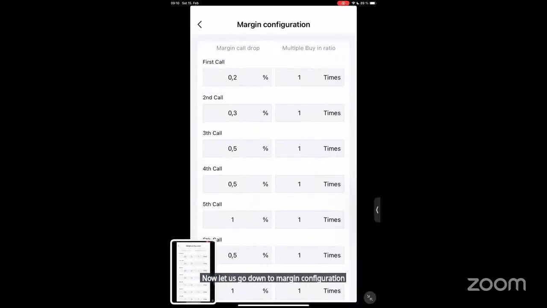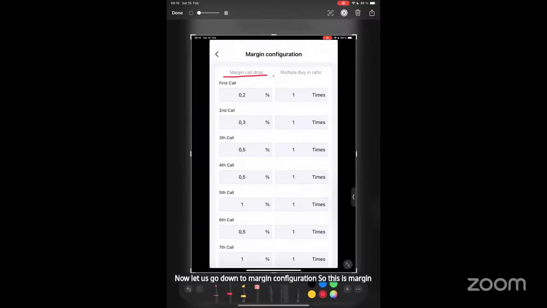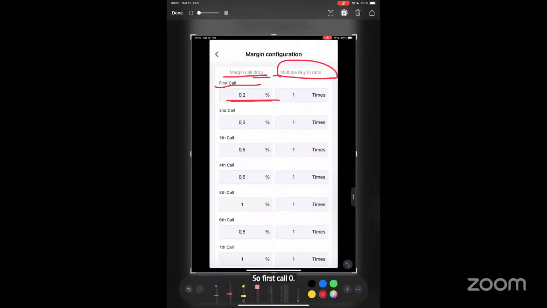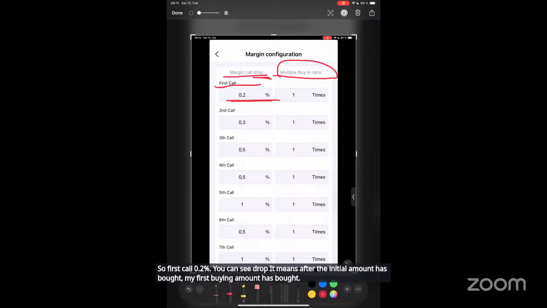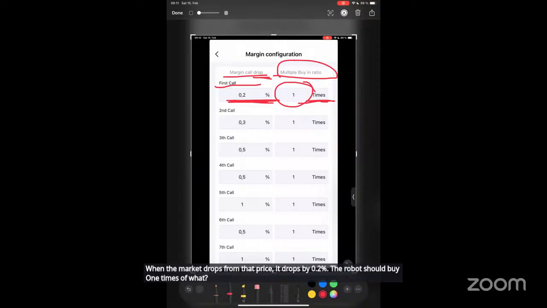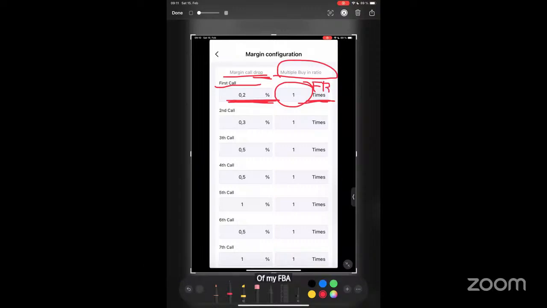So this is margin call drop. This is multiple buying ratio. So first call 0.2%. You can see drop. It means after the initial amount has bought, my first buying amount has bought, when the market drops from that price by 0.2%, the robot should buy one times. One times of what? Of my FBA. What is FBA? First buying amount.